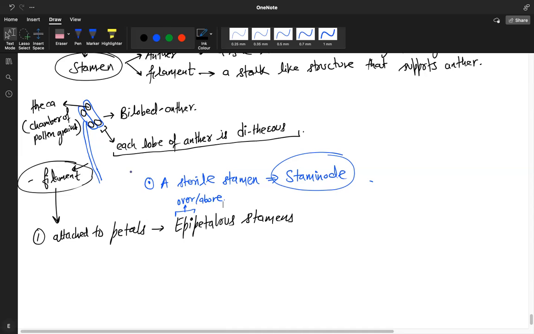The stamen becomes epipetalous. What is the second possibility, if it is not attaching to the petals, where can it attach? Now for epipetalous, you can write some examples, which is your brinjal, the aubergine. Or the second option is that it can attach to the perianth.